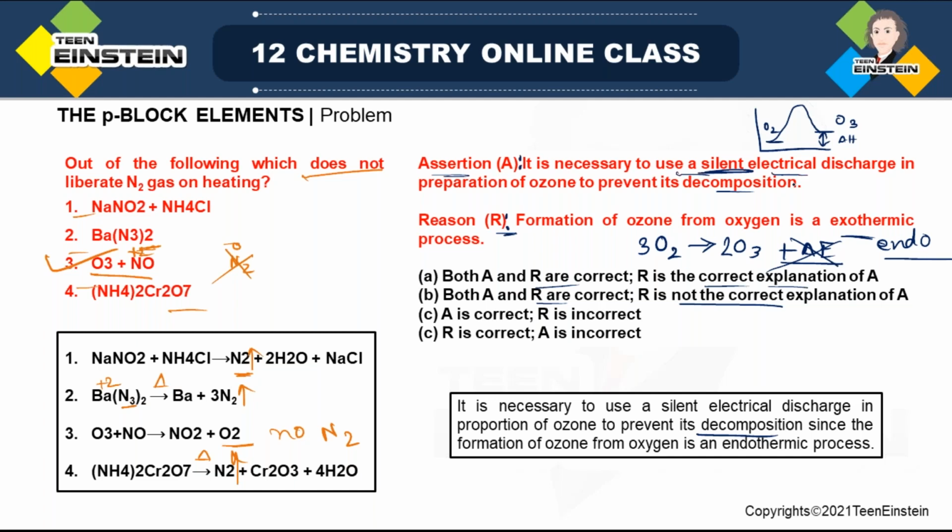So that is why it is critically maintained. These are some steps we have to check while making O3 from O2. And this is the important condition, that it must be silent to prevent its decomposition. That means the O3 that you are getting, obviously you will try to maintain it, but if it is again decomposed to O2, that is obviously not desired. We will try to stop this. So to prevent its decomposition, since the formation of ozone from oxygen is an endothermic process, that is the actual reason. So the statement in the reason is not correct, and this will be the correct option: A is correct, but R is not correct.